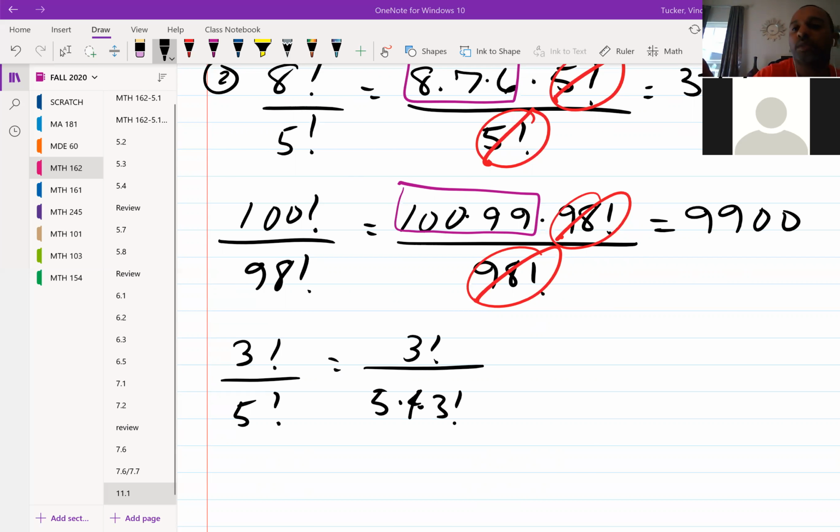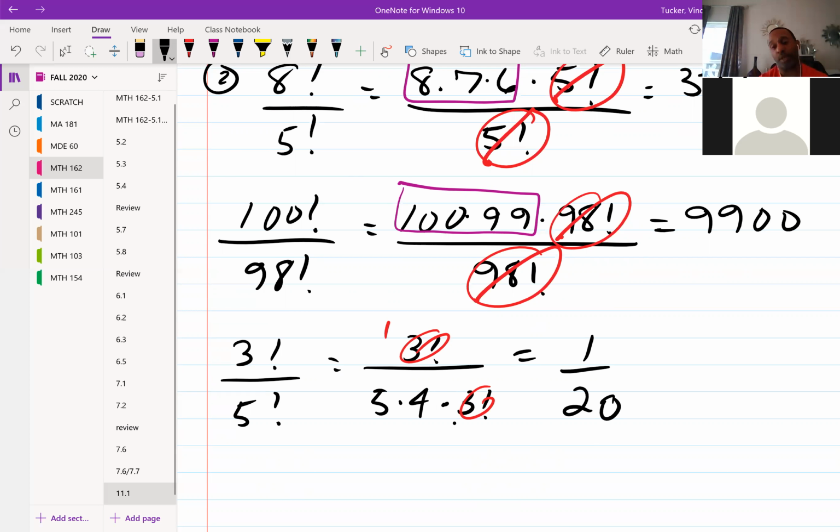Oh, lost my pen for a second. They cancel out, and if everything cancels, of course, you're left with the 1, so that's 1 over 20. So it can happen the other way, in which what's in your denominator is greater than what's in the numerator. But that same thought process holds true as far as canceling out everything that decreases all the way down to 1. And you go from there.